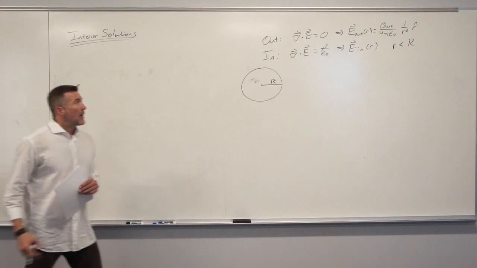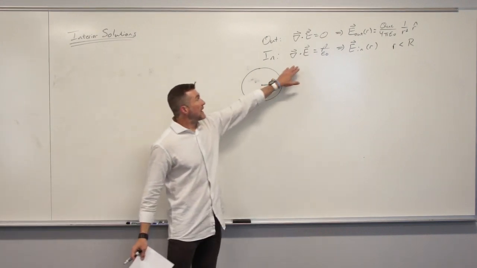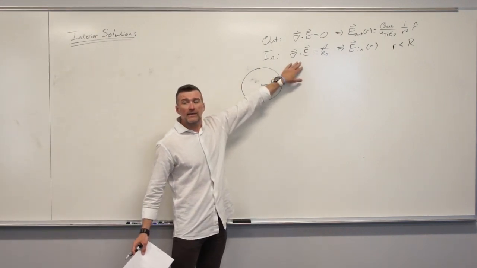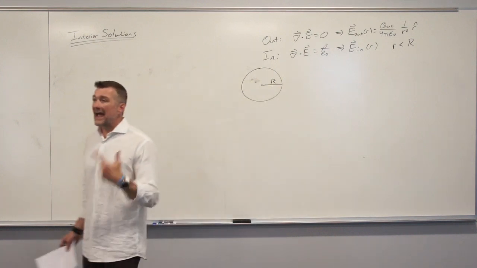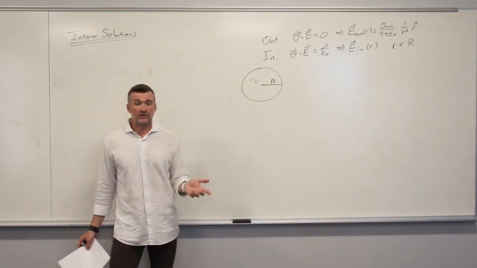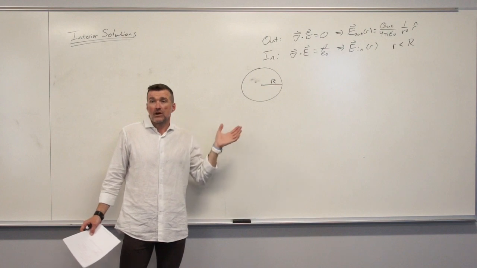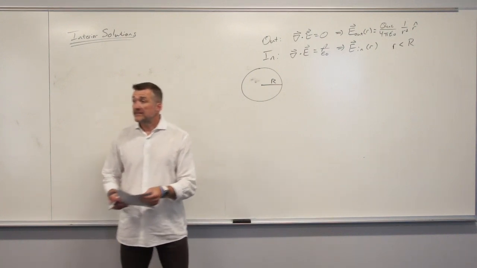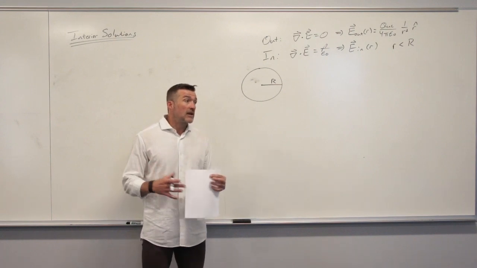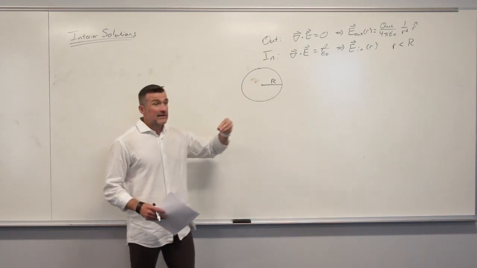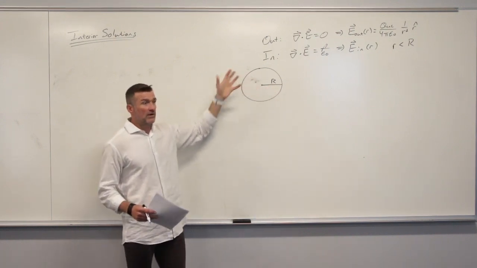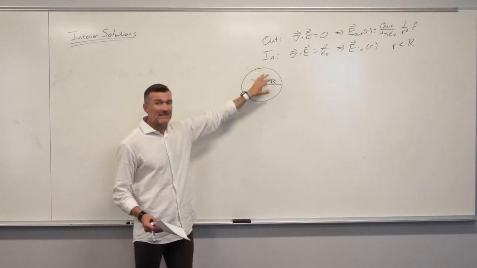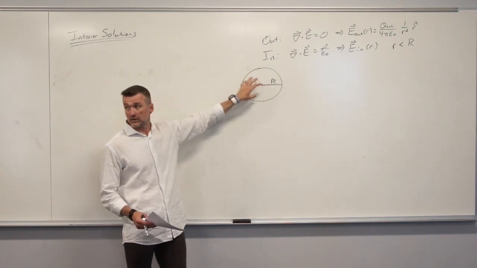But before you can even start finding an interior solution, I actually have to give you one more piece of information. You couldn't even start here. What's that piece of information? Charge density. Yeah, I have to tell you, is it uniformly charged? Is the charge more dense at the center and then it gets less dense? You have to know how the charge density is distributed.